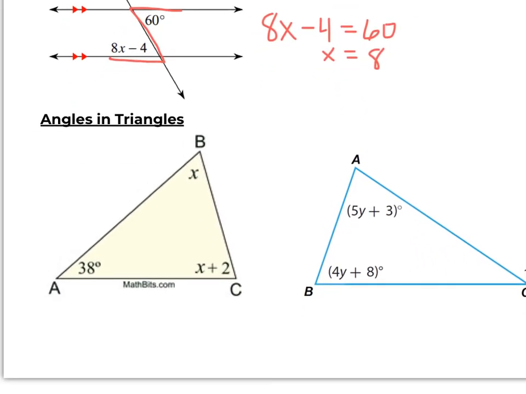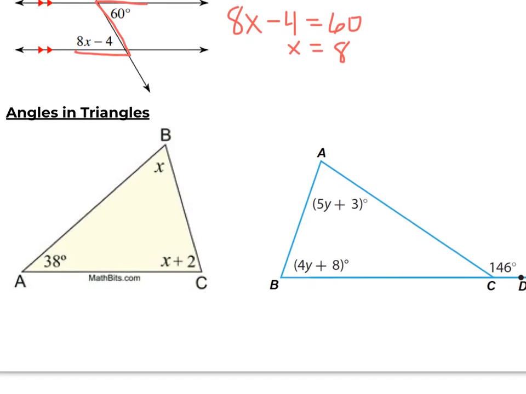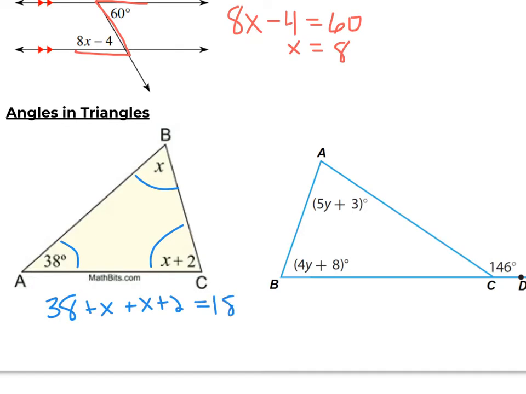Then we looked at things with angles in triangles and something called the exterior angle theorem. So we learned or reviewed that angles in a triangle add to 180, so 38 plus x plus 2 equals 180. So 2x plus 40 equals 180, which means that x equals 70.